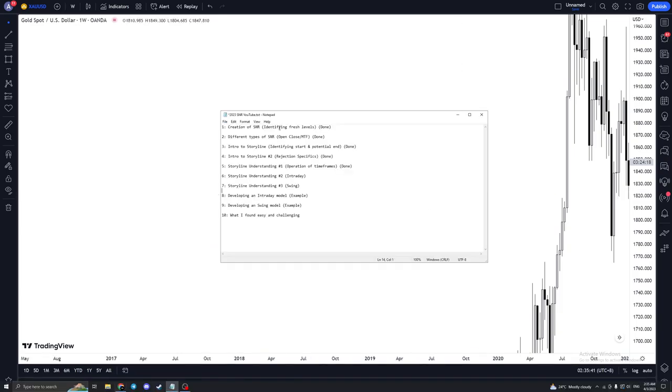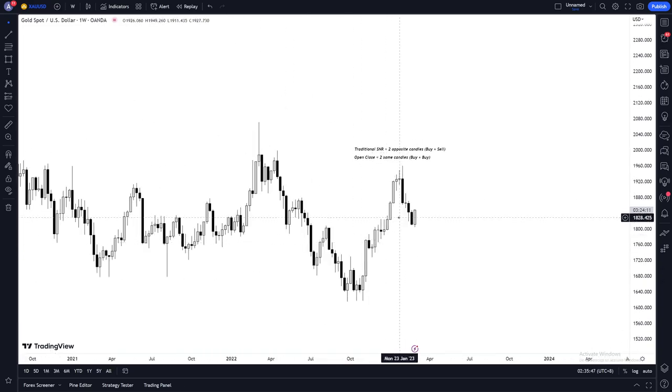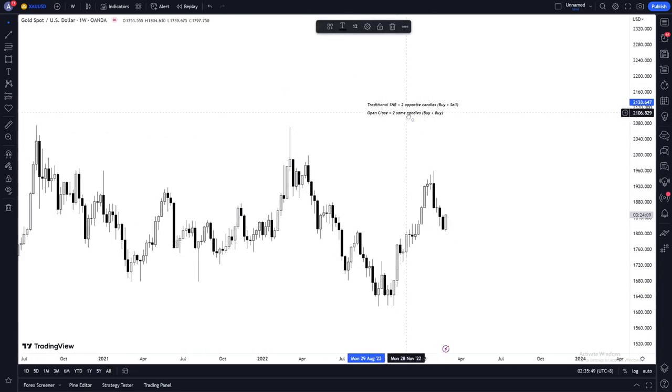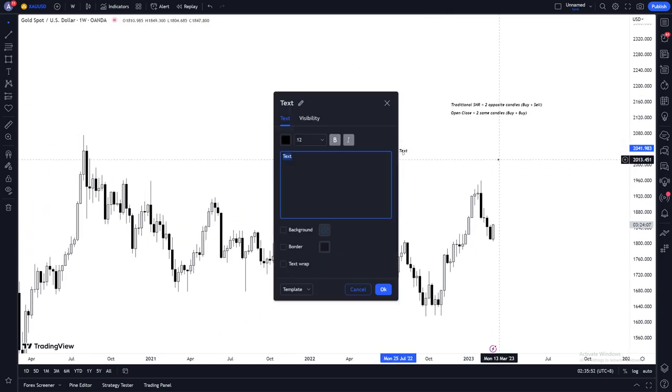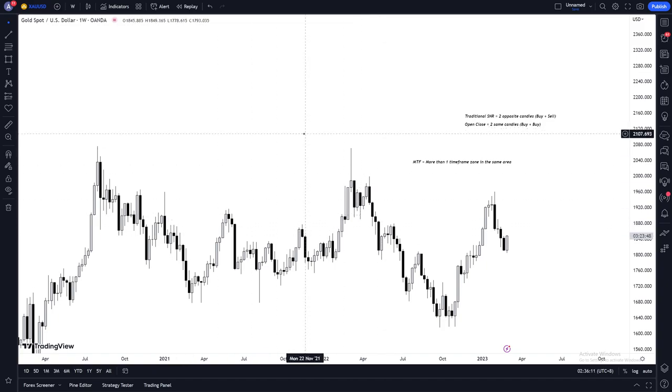So now we have ourselves what? MTF to cover. Different types of SNR: open close, MTF. What is MTF? Now guys, there's another more in-depth version of MTF, but what is MTF in a simple sense? In this current sense that I'm trying to teach you guys, MTF simply means more than one time frame zone in the same area. So I'll give you an example. For example, this right here.